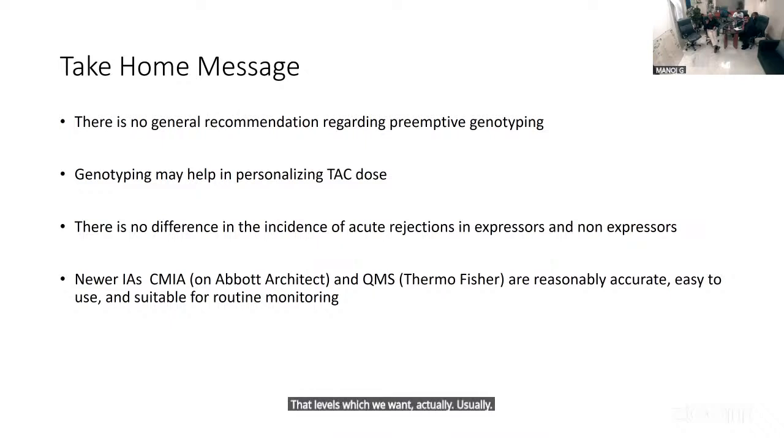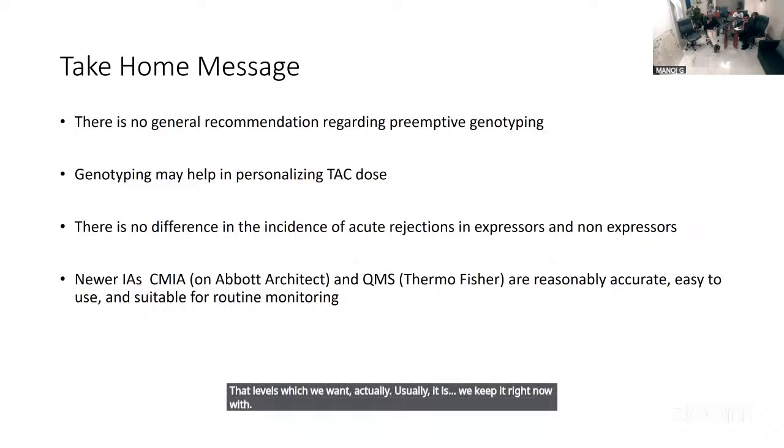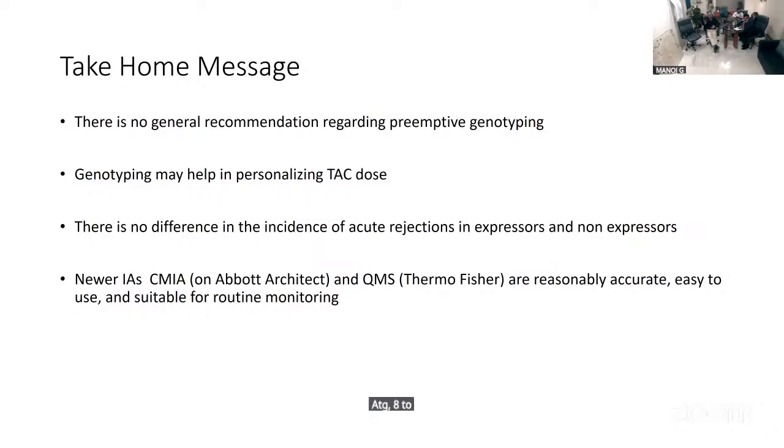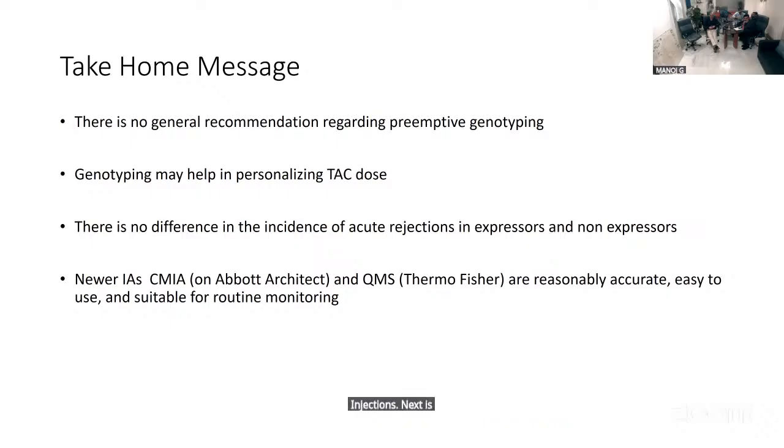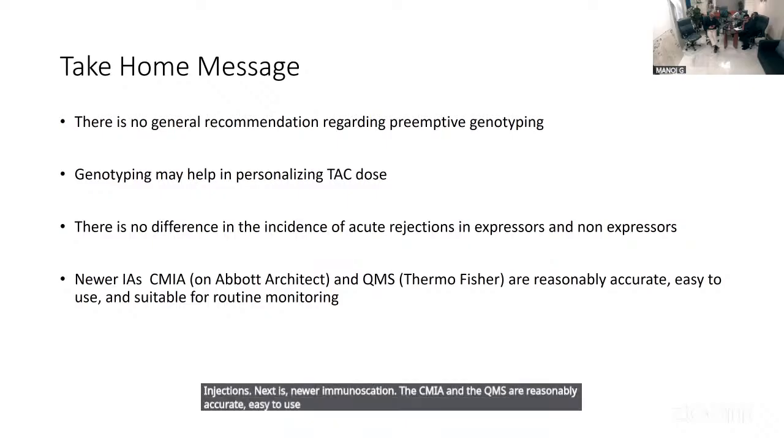Again, there is no difference in the incidence of acute rejection in expressors and non-expressors, but we are comfortable in the initial period once the tacrolimus levels come in the range which we want. Usually we keep it right now with ATG at 8 to 10, and we are happy with that. But unless that 8 to 10 or 8 to 12 level comes, we are worried about rejections. Next is newer immunosuppression. The CMIA and the QMS are reasonably accurate, easy to use, and suitable for routine monitoring.